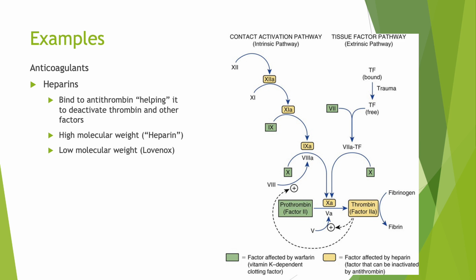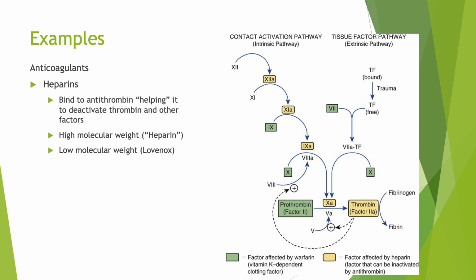So high molecular weight heparin is referred to just as heparin, whereas there are a couple of different types of low molecular weight heparin, but a common one that you'll see and that we'll be discussing here in this presentation is Lovenox. So what does heparin do? How does it work? Well, remember we talked about how anticoagulants are anticoagulants because they're going to interfere with this clotting cascade. Well, heparins basically deactivate existing clotting factors that are already floating around in the blood.